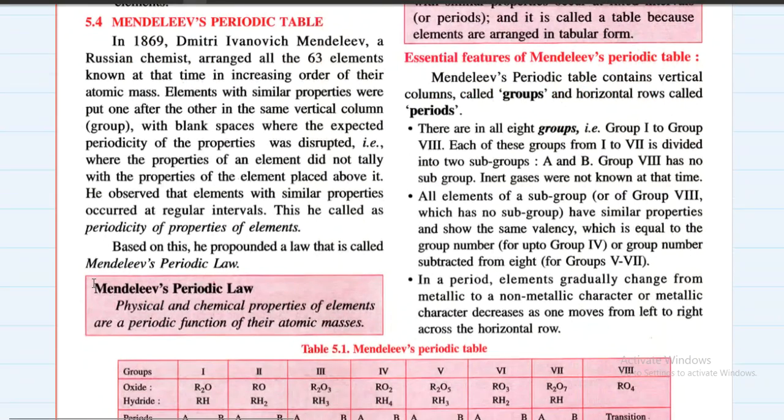So, Mendeleev suggested that when the elements are arranged in the increasing order of their atomic masses, they repeat their properties at regular intervals. Their properties are reoccurring. Their properties will reoccur or resemble the properties of elements at regular intervals, not regular intervals of time, but regular intervals in the periodic table.